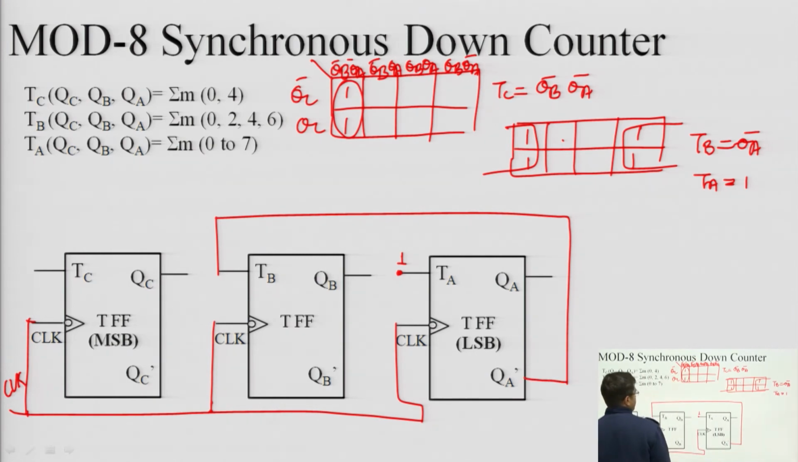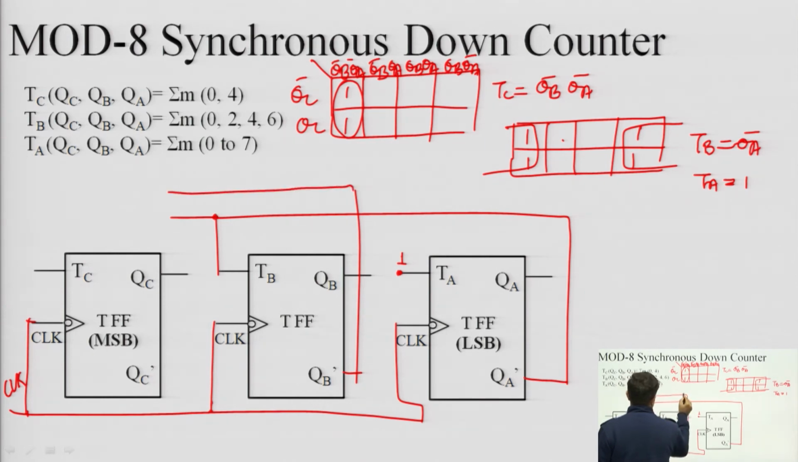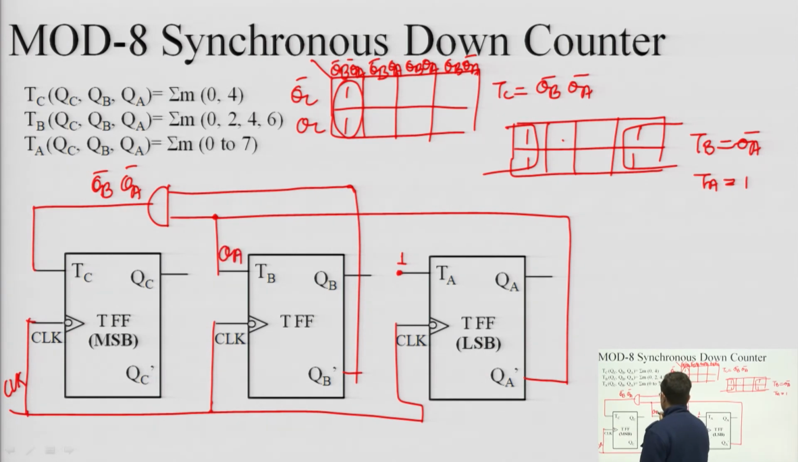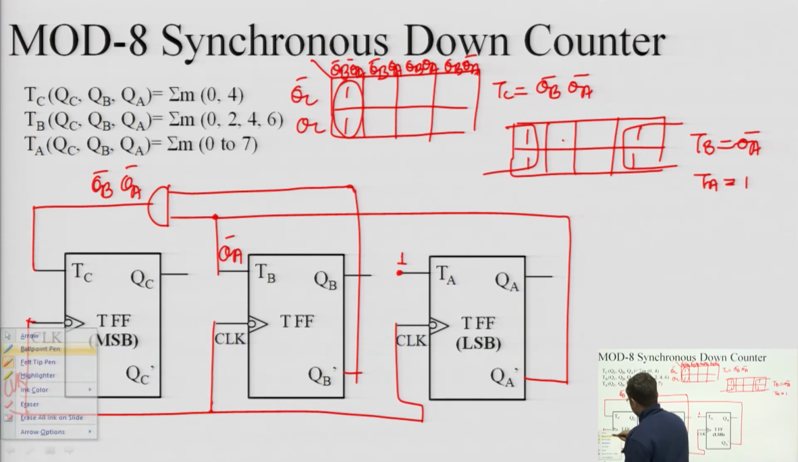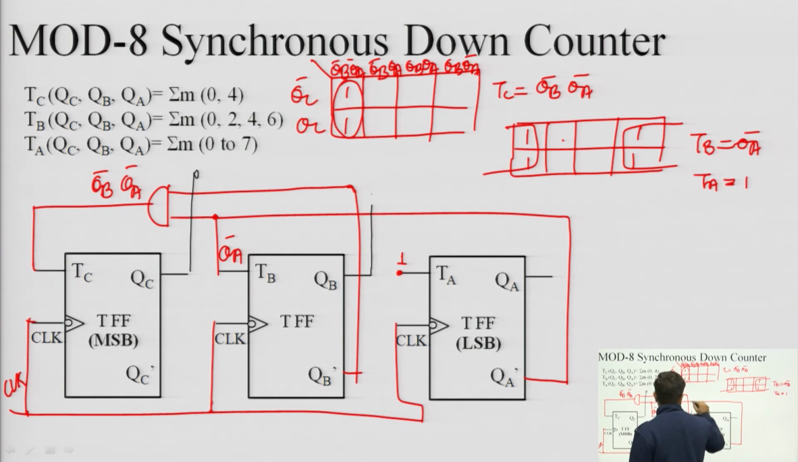Then T C is equal to QB complement and QA complement. So this is QB and this is QA, and both of these complements are to be multiplied using an AND gate, and this product will be connected to T C. These are the input connections, and now we can design the count display. All these outputs can be taken for displaying the count.